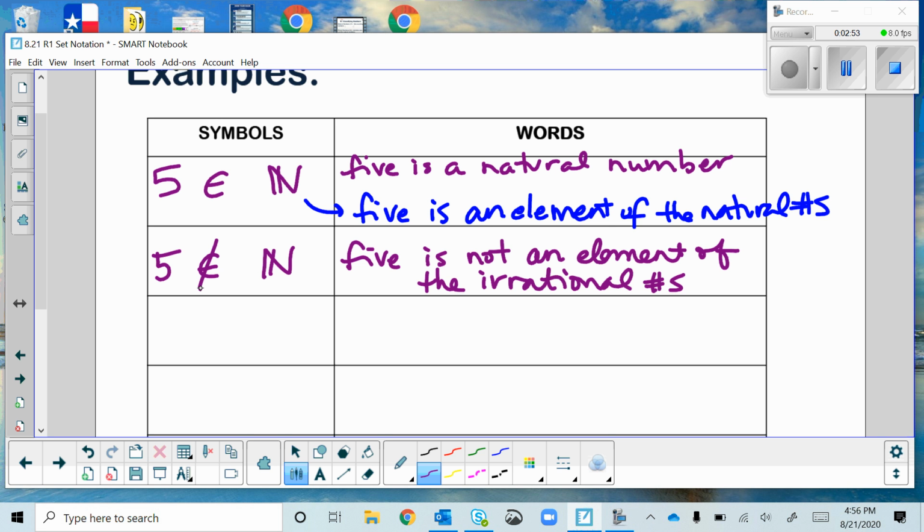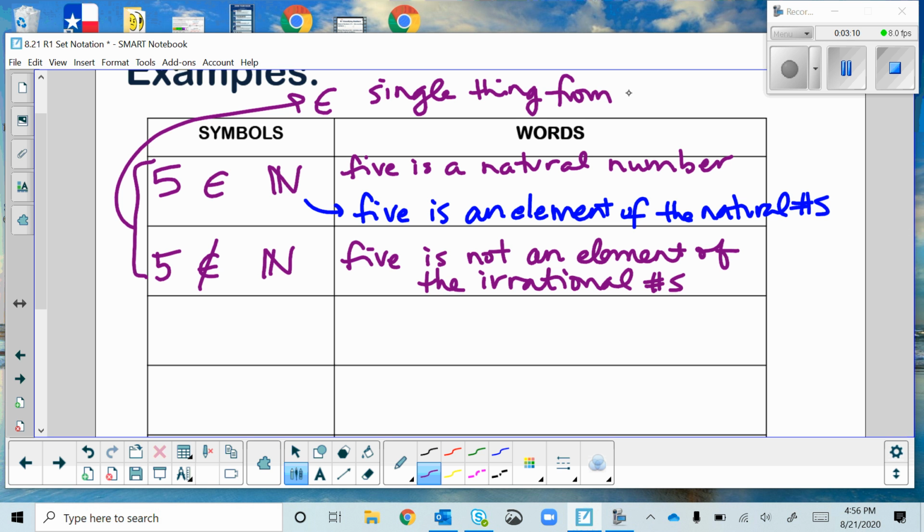And in these two cases right here, when we use that symbol, this E, that's when we're talking about a single thing from a set, as opposed to many things, which would be a group. And that's what we're going to talk about now, if we're talking about groups that belong to bigger groups.